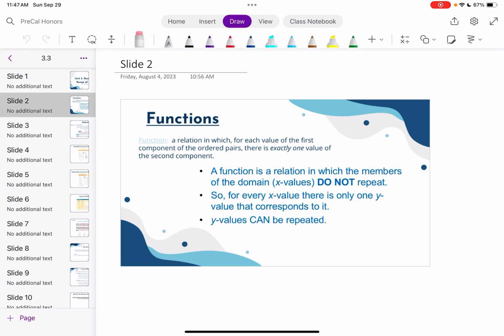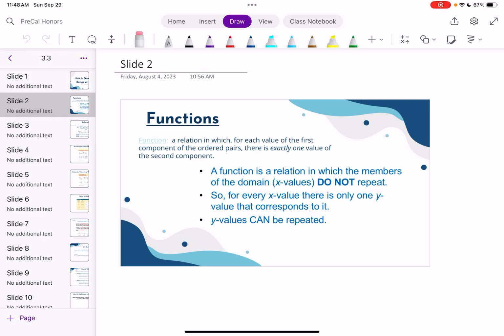In slide 2, we go over the overall understanding of what a function is and what it relates to as far as the x and y values that are within that function. So, a function is a relation in which, for each value, the first component of the ordered pairs, there is exactly one value of the second component. So for every one x value, there is a y value.